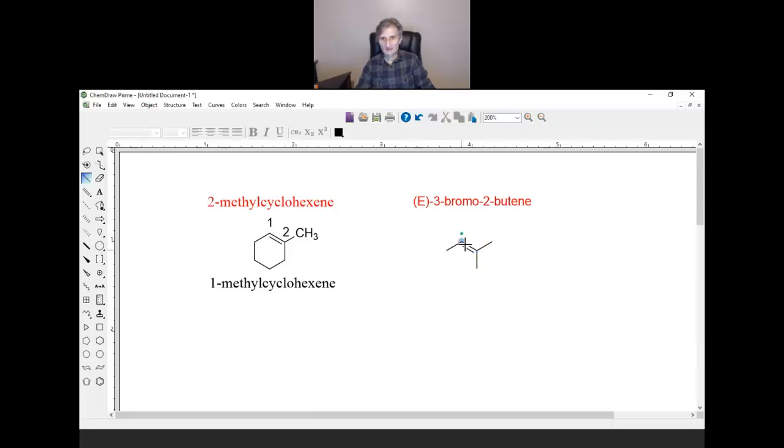So E means that here we have, if we can draw all the substituents, let's just see it more easily. I may have to flip bromine and the methyl group. I will see. Okay, so higher priority substituent here is carbon versus hydrogen. Higher priority, bromine versus carbon, bromine. So bromine and this carbon should be on the opposite sides. So we have to flip them. So this is E-3-bromo-2-butene. So what's wrong with it?